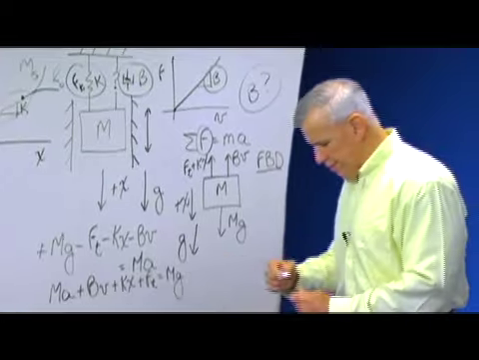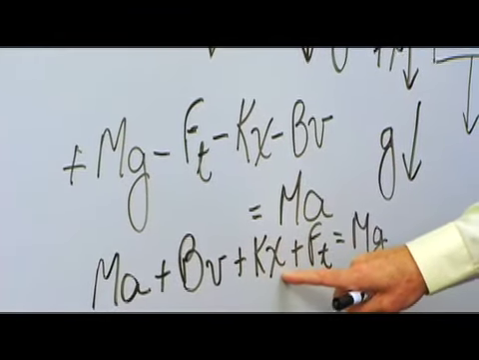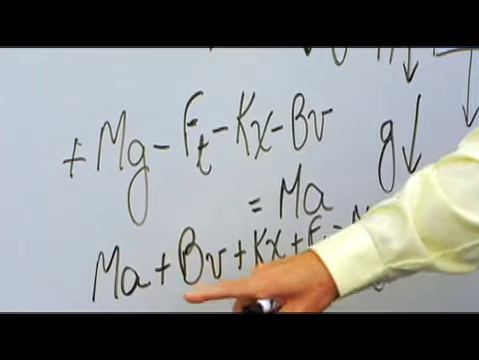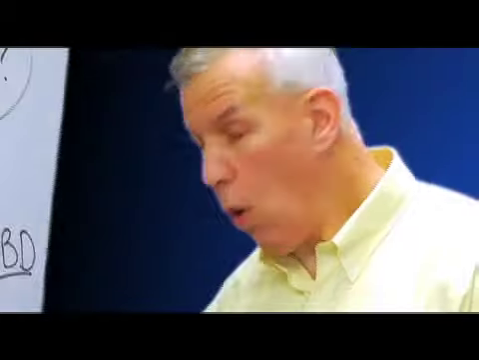Now this equation, it looks algebraic, but it's not. Why? Because velocity is the time derivative of displacement. Acceleration is the time derivative of velocity. So I recognize this equation as an ordinary differential equation, derivatives with respect to time. It's a linear ordinary differential equation.